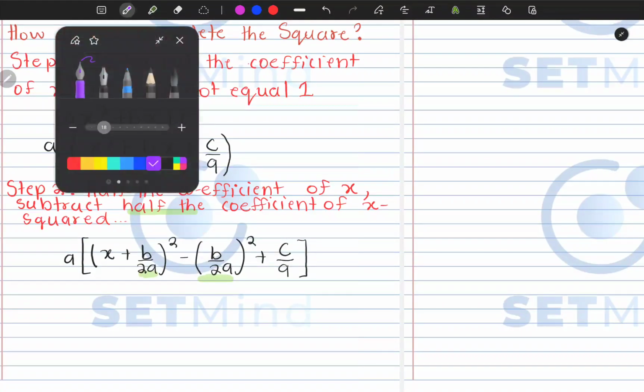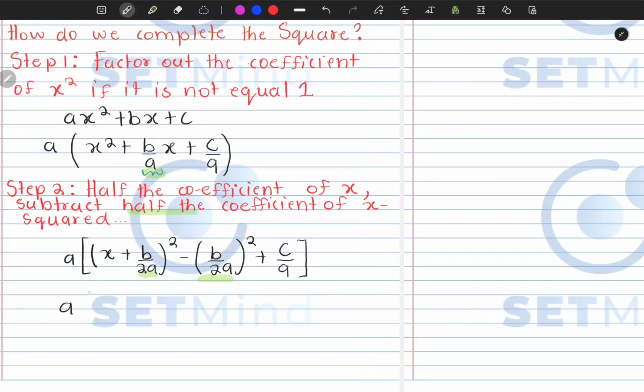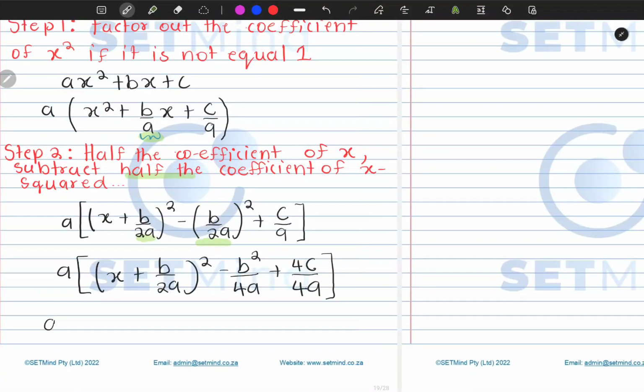And then if you look carefully, you can now add the terms. So you'll have the a into x plus b over 2a all squared, and this will be minus b squared over 4a. And the plus c over a there, we can make a common denominator by multiplying by 4 and 4. So you'll have 4c divided by 4a. The reason I'm doing this is just to combine those denominators. So this will end up being x plus b over 2a all squared plus 4c minus b squared divided by 4a.